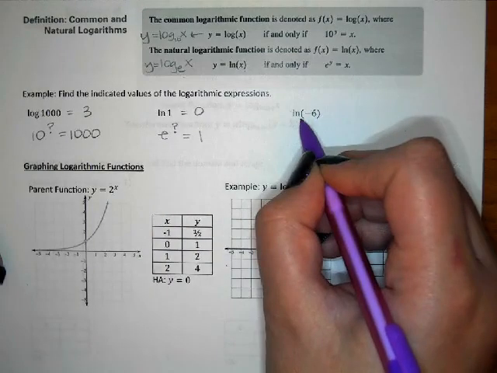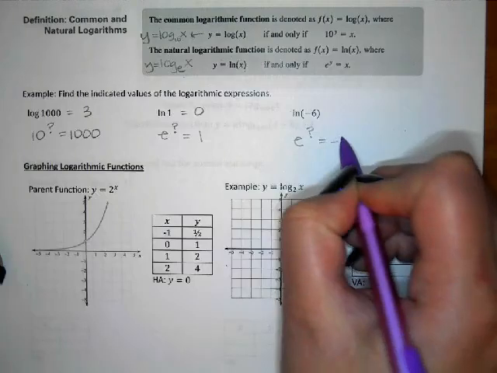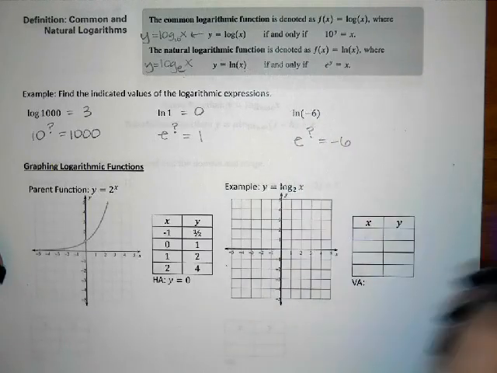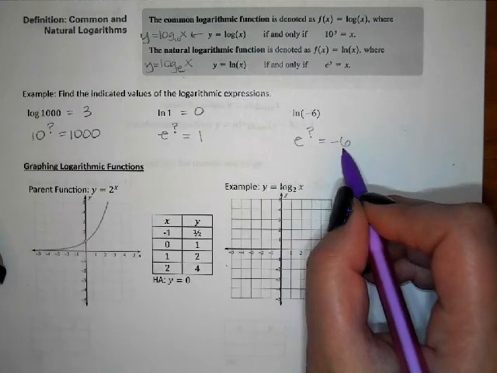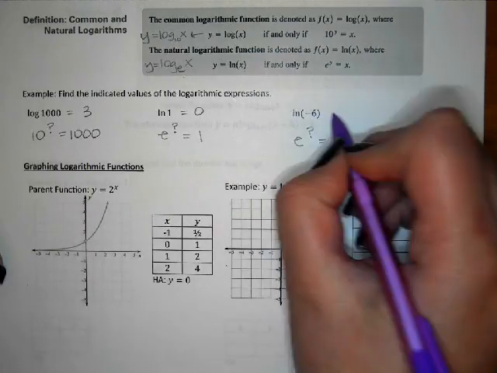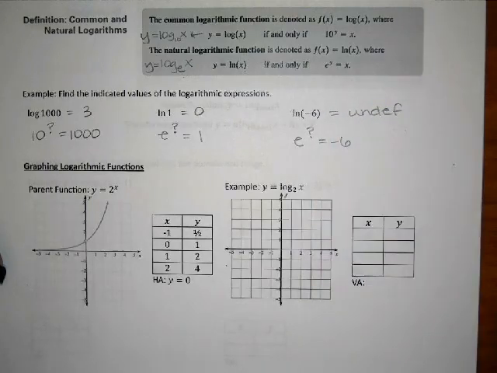Here, a base of e to some exponent gives me a result of -6. That's a trick question. Whenever you deal with exponents, you can never get 0 as an answer or a negative number as an answer. So this is undefined. And we can do these in our calculator as well.